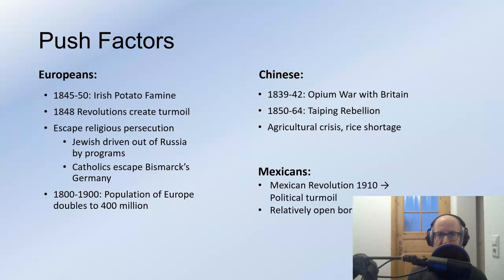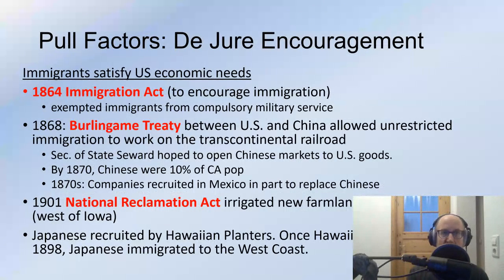And so Mexicans came because of the political turmoil in Mexico, and they came, to be honest, because they could. The U.S. border with Mexico was effectively unguarded. Yeah, so it was really easy to take advantage of that escape hatch. So those are push factors. Here are some pull factors.